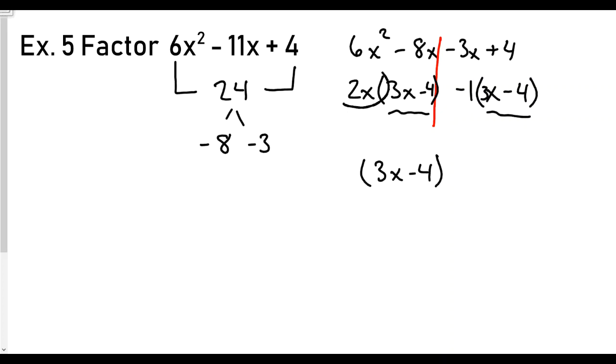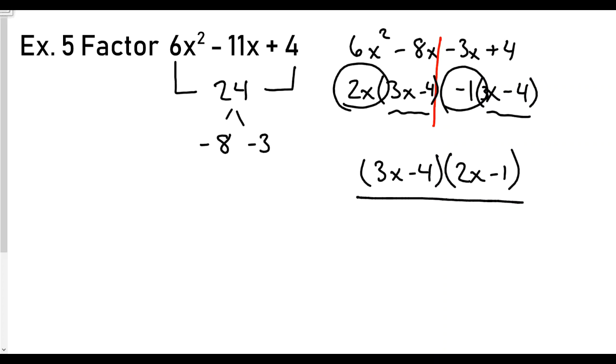And then what else do I have? This 2x, this minus 1. So I also have 2x minus 1. And if I multiply those two together, am I going to get 6x squared minus 11x plus 4? I absolutely will. Okay, one more for us to take a look at.